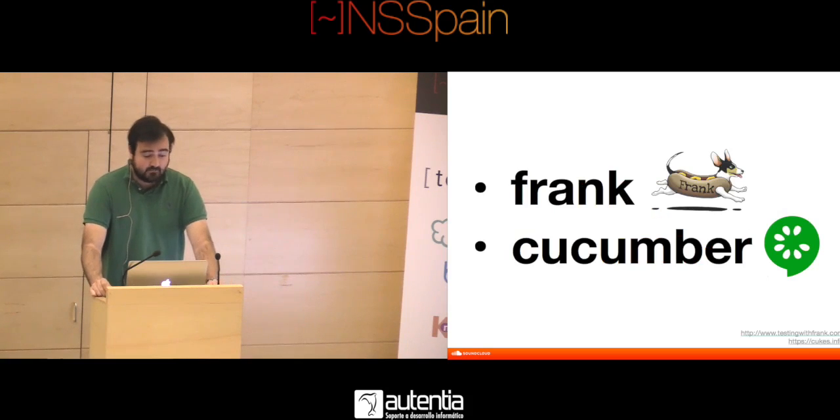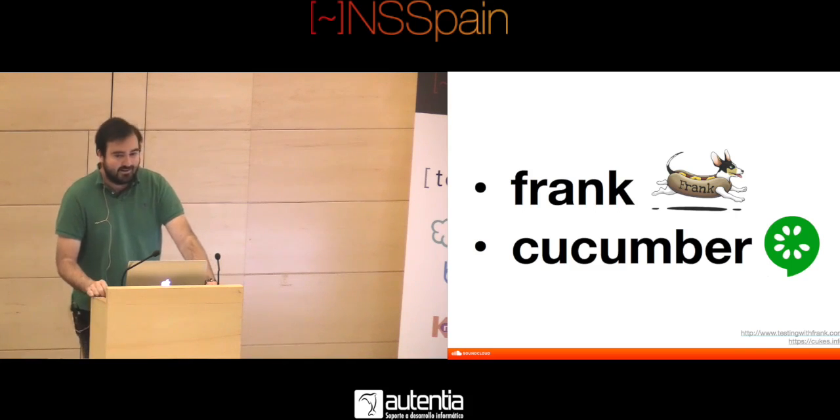We use a combination of Frank and Cucumber to run our acceptance tests. Why, you would ask? It's a good question, because it was state of the art, I mean, kind of, in 2012. No, it's not. The project is barely supported, so if you were to start today, I would strongly advise you not to use those.